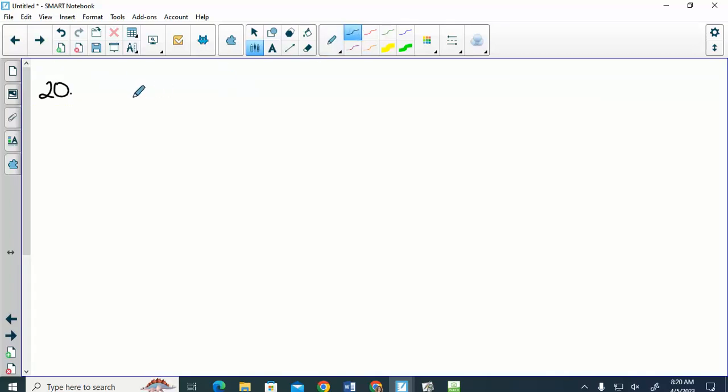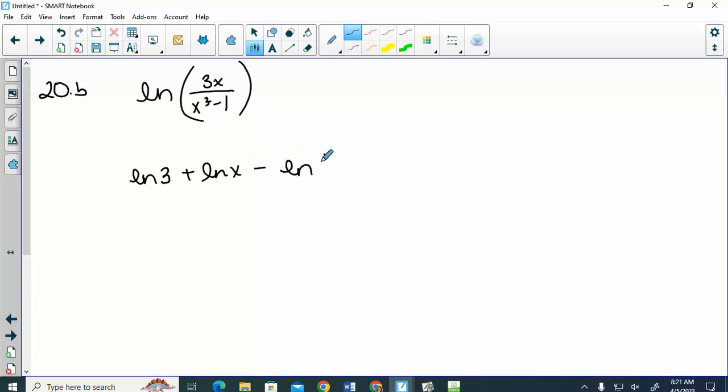So, problem 20, we just needed B, is that correct? Okay, we have to break this apart. We know that if things are multiplied together, we add their logs. So that's the natural log of 3 plus the natural log of x. When things are divided, we subtract. So minus the natural log of x cubed minus 1.